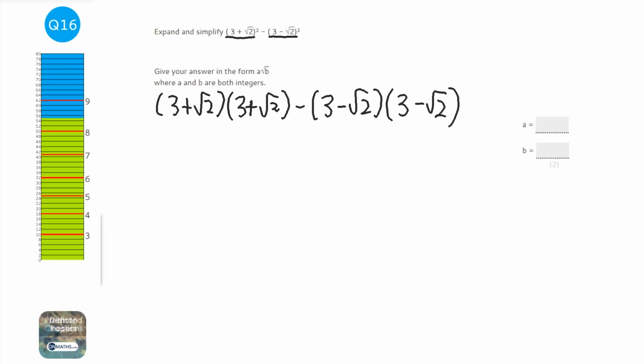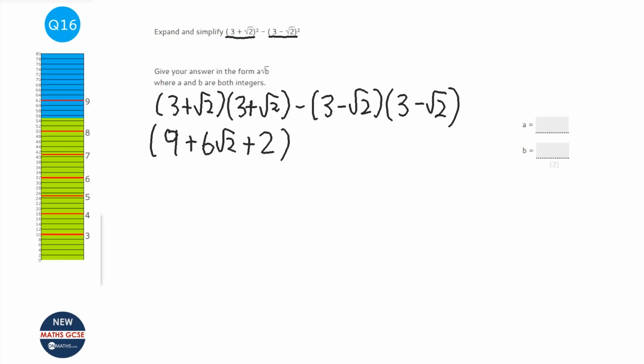Okay, now we're going to expand these. Now I'm not going to go into the methods of expanding quadratics, but we've got loads of videos on our channel and our website to help you with that. So use whatever method you are comfortable with, whether it's FOIL or smiley face or whatever you want. I'm going to put them into brackets though. So 3 times 3 is 9. Then we've got plus 3 root 2 plus 3 root 2, so plus 6 root 2. And then we've got root 2 times root 2, which is plus 2.